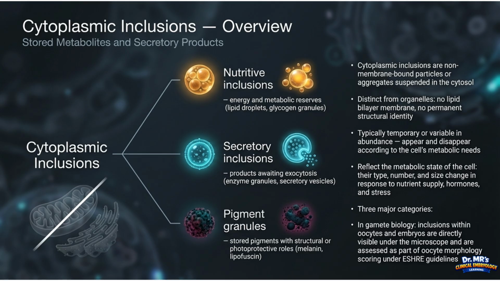Inclusions fall into three major categories. The first is nutritive inclusions, which are energy and metabolic reserves, the cell's pantry. These include lipid droplets and glycogen granules. The second is secretory inclusions, products that have been synthesized and packaged and are now waiting in the cytoplasm for the signal to be released by exocytosis. The third category is pigment granules, stored pigments such as melanin and lipofuscin, which serve structural, photoprotective, or, in the case of lipofuscin, are an unwanted byproduct of oxidative damage.